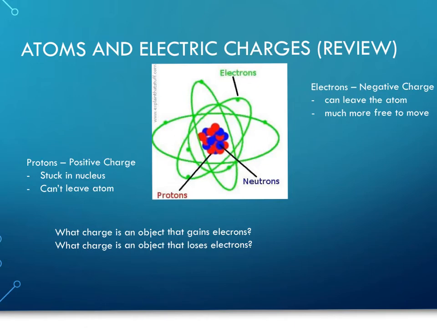And if you remember back to our study of ions and things like that last fall, what charge is an object when it gains electrons? Remember, when it gains electrons, that means that it is gaining negative charges. So if it gains electrons, it becomes negative. What charge is an object that loses electrons? Well, if it loses electrons, what's left over? Protons. Those are positively charged. So an object that loses electrons becomes positively charged.